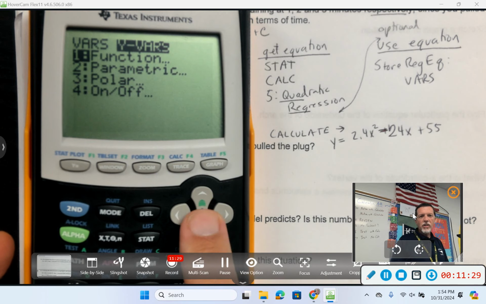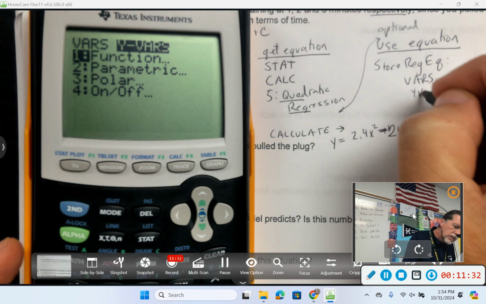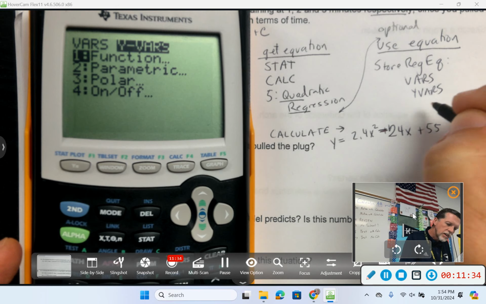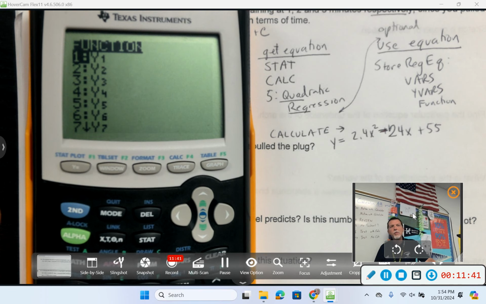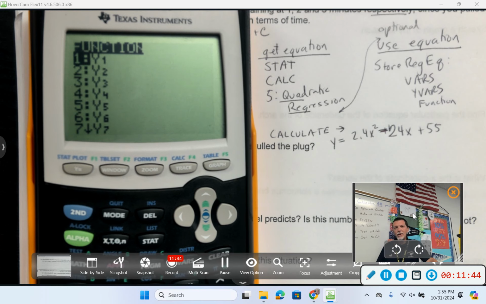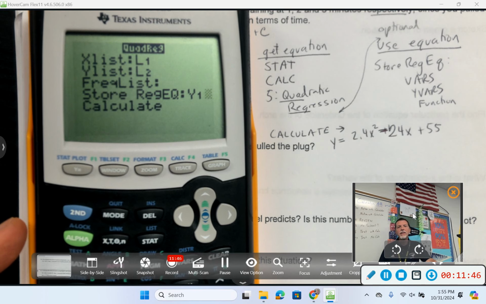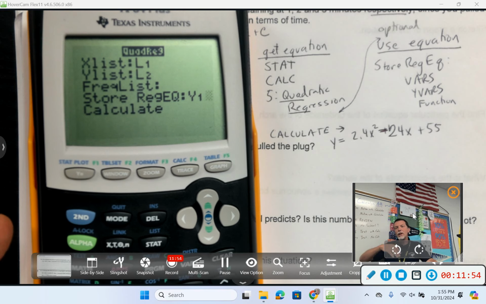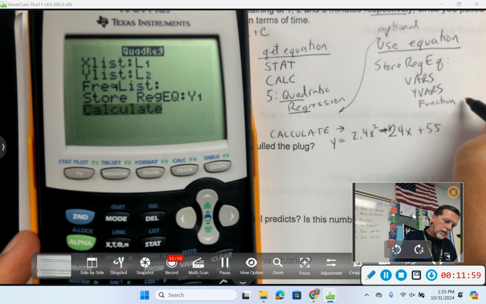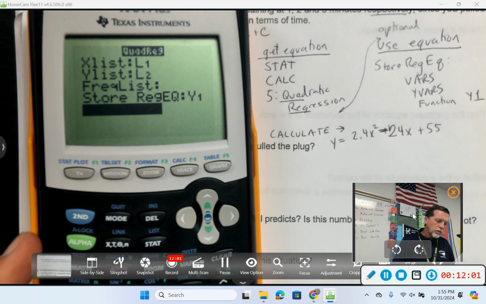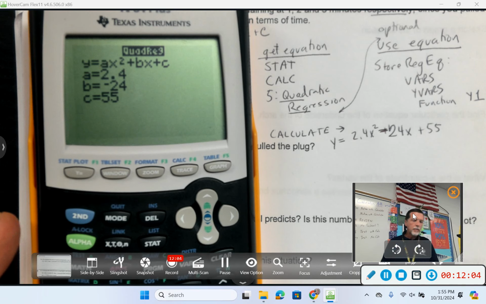And we want yvars. Vars, yvars, function. And then this is where you can put it wherever you want it. We're only going to have one equation, so we'll put it in for y1. But if you had something else going on in your calculator, later on you're doing something really complicated and you've got 3 equations in there already, then you could save this to y4. So y1, or whichever one you like, press calculate.